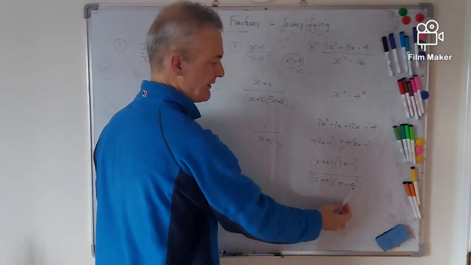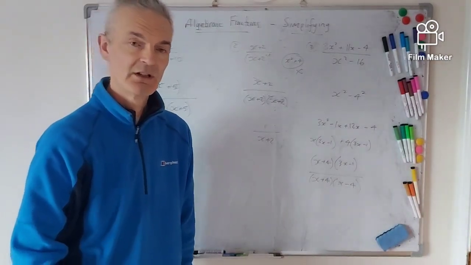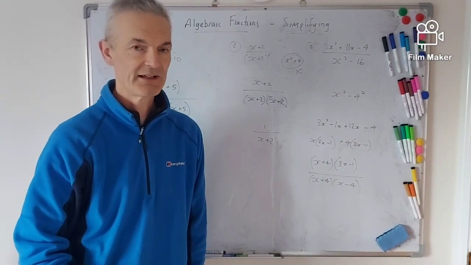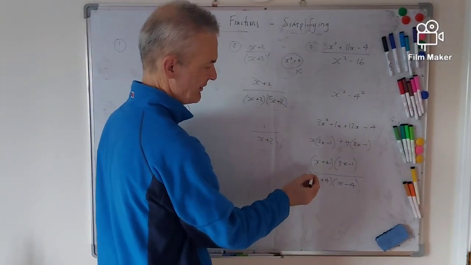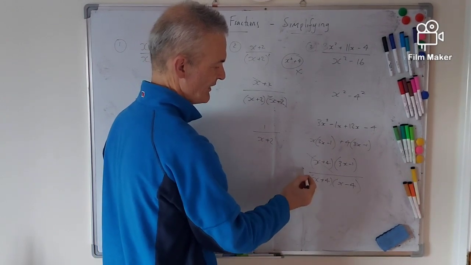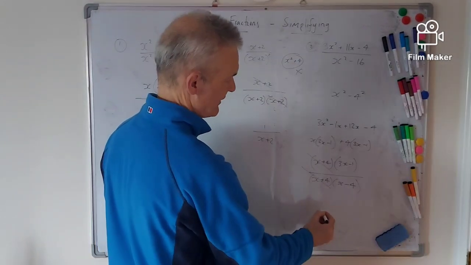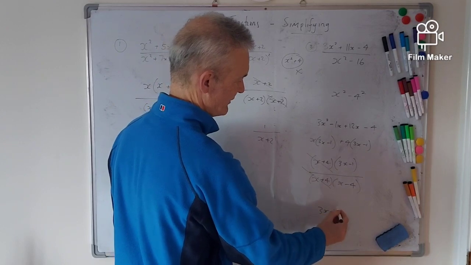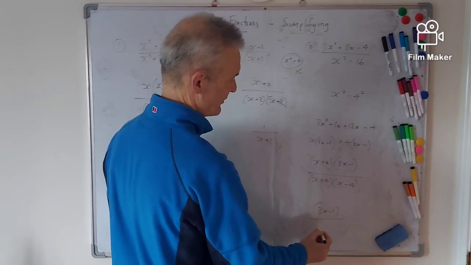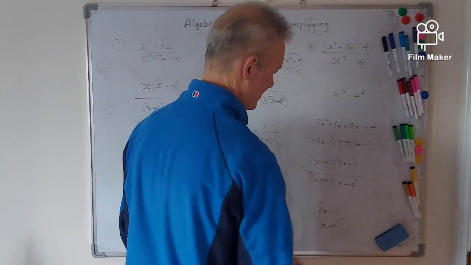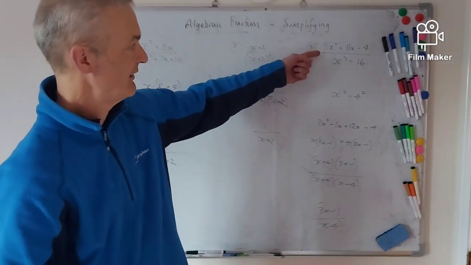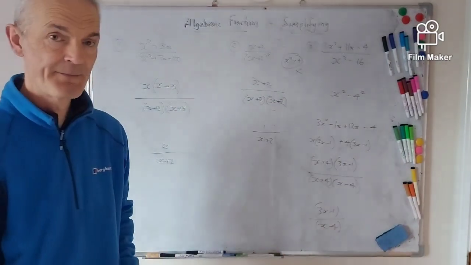Because in this situation, when you multiply it out, the two middle terms will disappear. They'll cancel each other out. So we're left with this. And you notice that we've got x plus 4 there, x plus 4 there. So this one just simplifies down to 3x minus 1 over x minus 4. And there we've simplified this down to this.